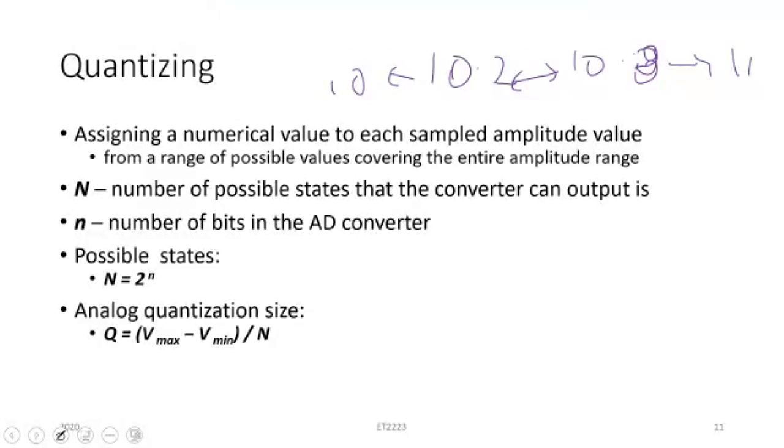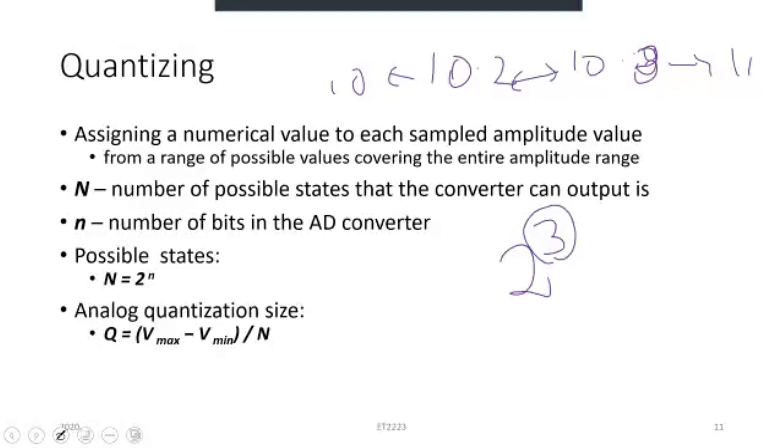How many possible states or finite states are possible in quantizing will depend on how many bits we are going to use in the converter. So again, with basic binary, if we are using 3 bits, that means we can have 8 different states. So 2 to the power 3 is 8.